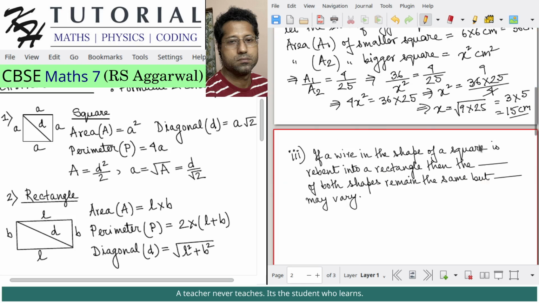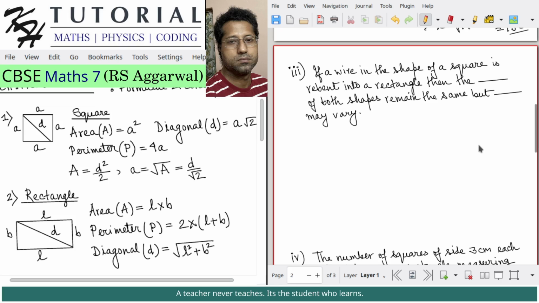Let's do the next part, third part. If a wire in the shape of a square is rebent into a rectangle, then the dash of both shapes remain the same, but dash may vary. Obviously, if a wire is in the shape of a square, the length of the wire is constant. So if and when you are rebending the wire into another shape, the length of the wire always remains the same. So the perimeter of the rectangle and the square will be same.